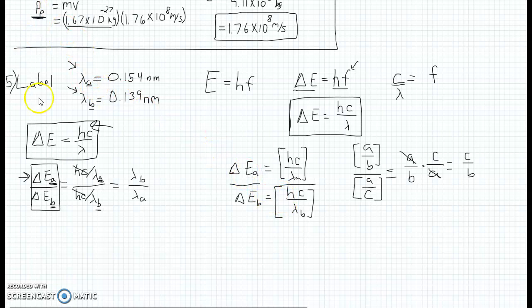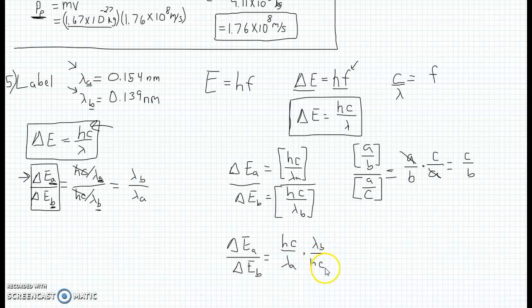We can say, okay, this ratio, delta E A over delta E B, is equivalent to HC over lambda A multiplied by lambda B over HC. And those cancel out, and I get lambda B divided by lambda A. Okay? So again, I'm not going to plug in the numbers for you and do the calculation, but that is the result. Okay, I will give you guys that much. So that is how you solve that particular problem.